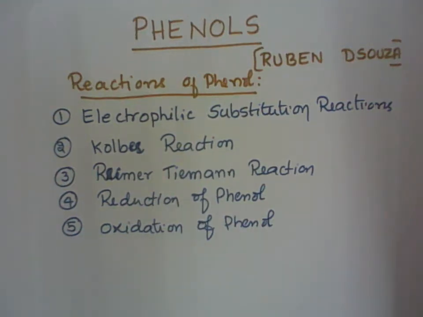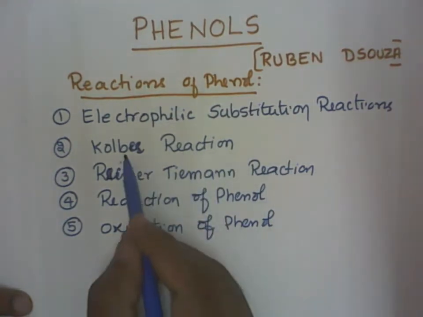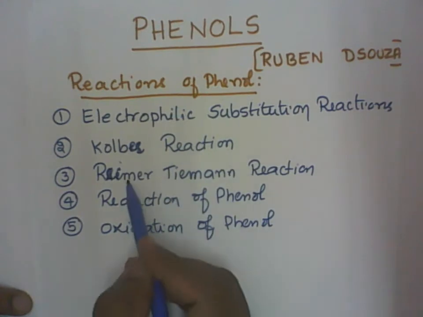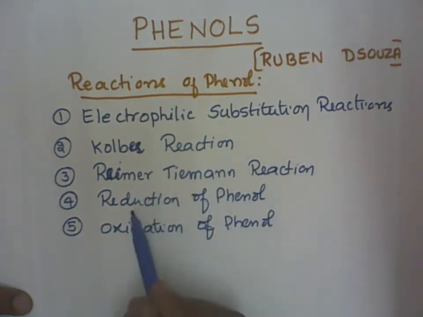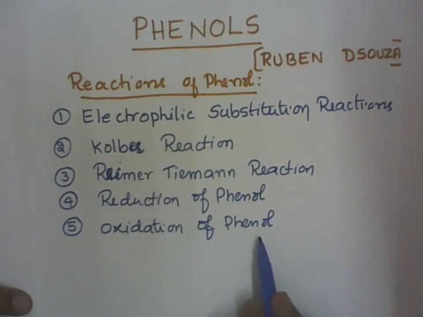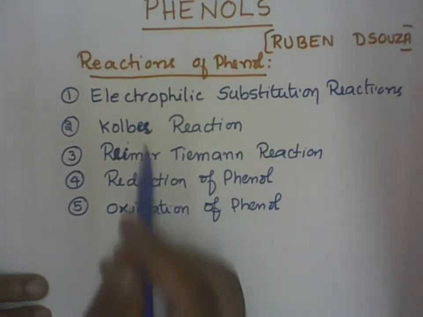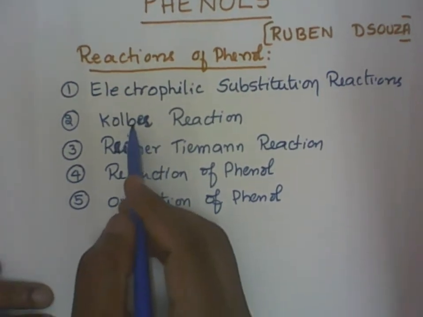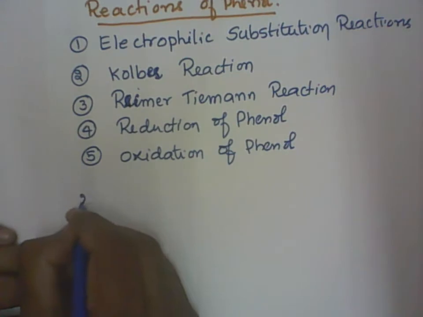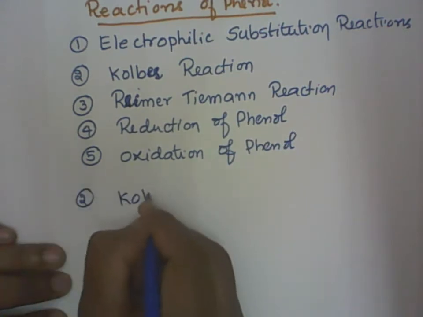Hello, in the last class we have studied electrophilic substitution reactions. Today in this video I'll explain Kolbe's reaction, Reimer-Tiemann reaction, reduction of phenol and oxidation of phenol. So let us start now with Kolbe's reaction. Kolbe is the name of the scientist. So start with the Kolbe's reaction.